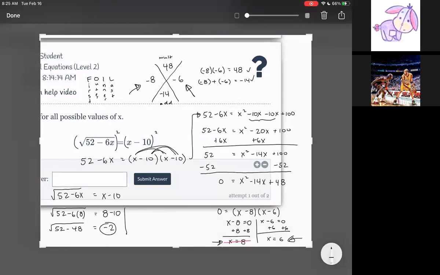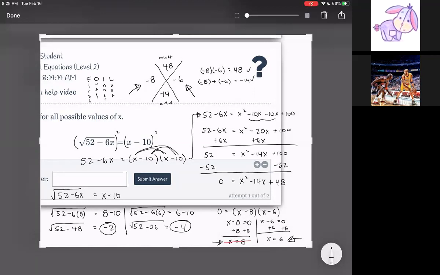Plugging it into our original equation, we got 52 minus 6 times x, which is 6, equals 6 minus 10. Okay, and then we're going to simplify. 52 minus 36 is equal to 6 minus 10, which is negative 4. Once again, we got a negative number, so this isn't going to work.